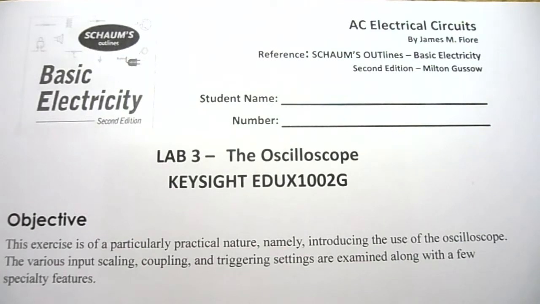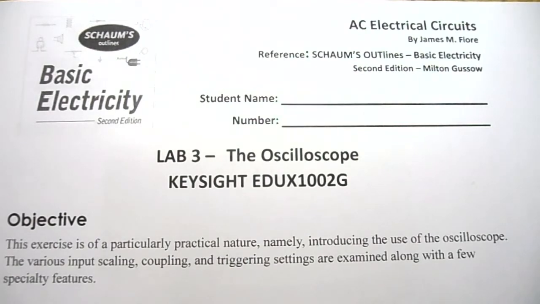Today we're going to be looking at AC electrical circuits, lab number 3, the oscilloscope. This video is specifically for the KEYSIGHT series of oscilloscopes. In the description below this video, you'll find a PDF version of the lab, a Word version of the lab in case you need to edit it. I will also provide a link to the previous version of this lab where we use the Tektronix oscilloscopes.